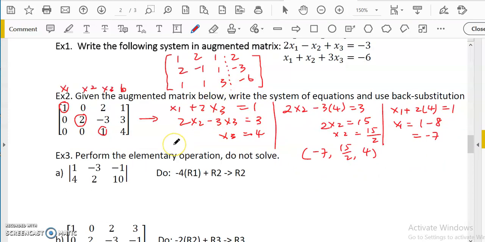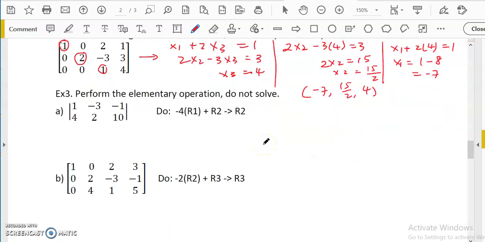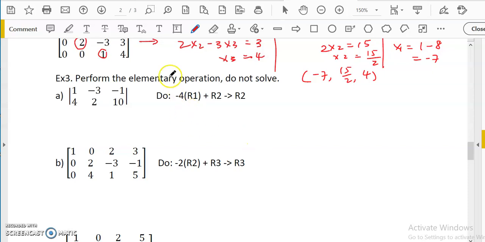Okay, so I'm going to stop here and I will continue in the next video on how to do an elementary row operation and also how to solve it, as well as how to detect if a system is consistent.